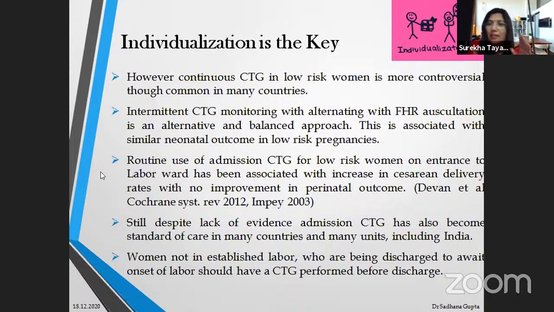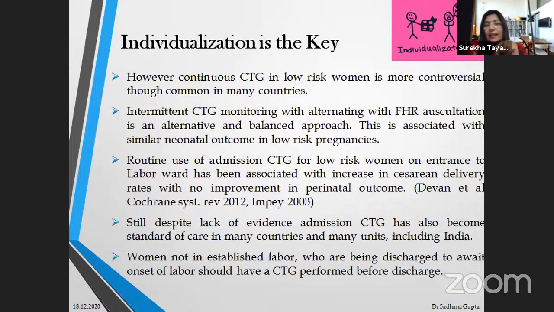Now, regarding intermittent auscultation, apart from the stethoscope, if you use the Doptone, there are many advantages. Sometimes your resident is not able to hear properly, and then they will say, okay, this is the heartbeat. If you have a Doptone, you're not only able to hear it, there is a record on the screen, and also it is reassuring to the patient and also to the birth attendant.